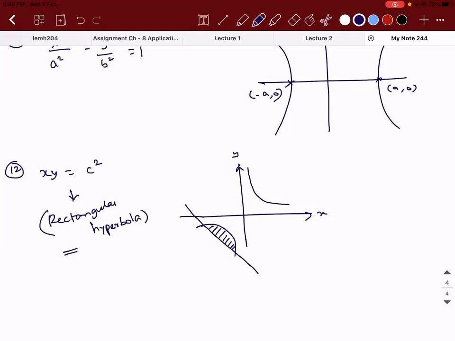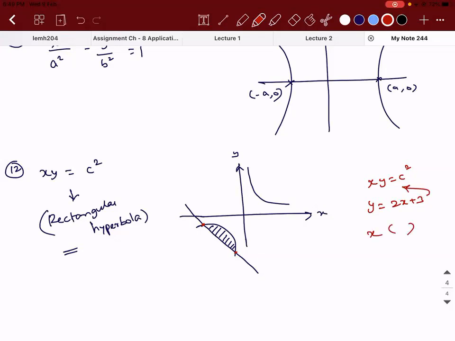I'll tell you the steps that you're supposed to follow. One major step where many people fail is they expect the boundaries. They will not give you boundaries every time. To find the boundaries, you need to solve those two curves. For example, xy is equal to c square, and the line is y is equal to 2x plus 3. I'll take this 2x plus 3 and substitute it here. You will find the x value.